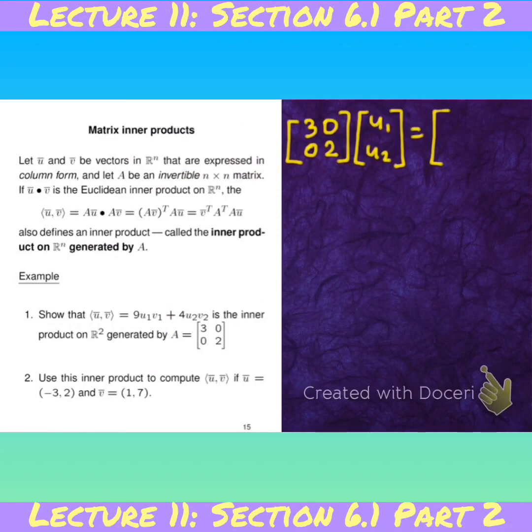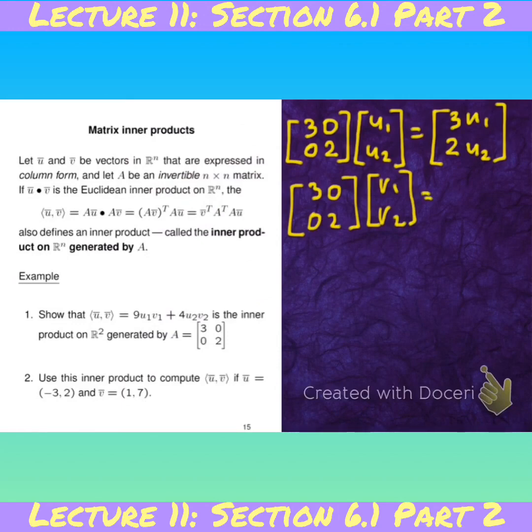If we take the matrix A and multiply that with the second column vector, which in this case is my V vector, it's going to be the same story: 3V1, 2V2. So what have I calculated? That and that part there.